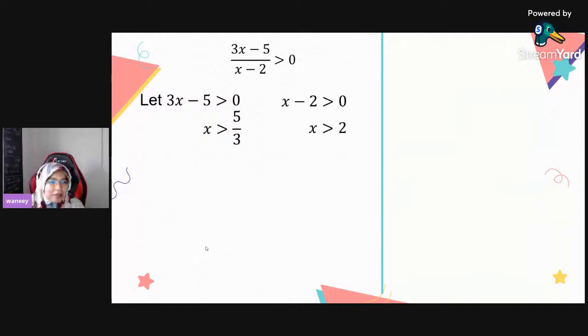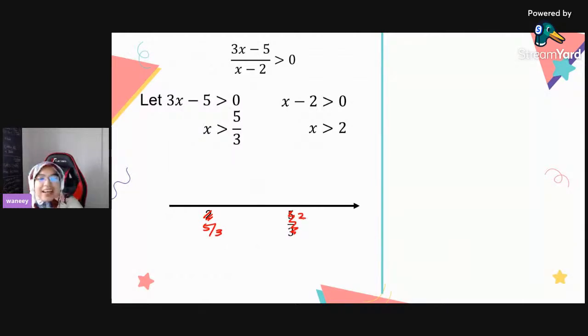So I already have my numerator and my denominator to be more than 0. So now I can draw my number line. When you draw your number line, please be extra careful. You need to make sure who will stay on the left hand side and who will stay on the right hand side. I forgot to change this one. This is 5 over 3. This is 2. I forgot to change it.